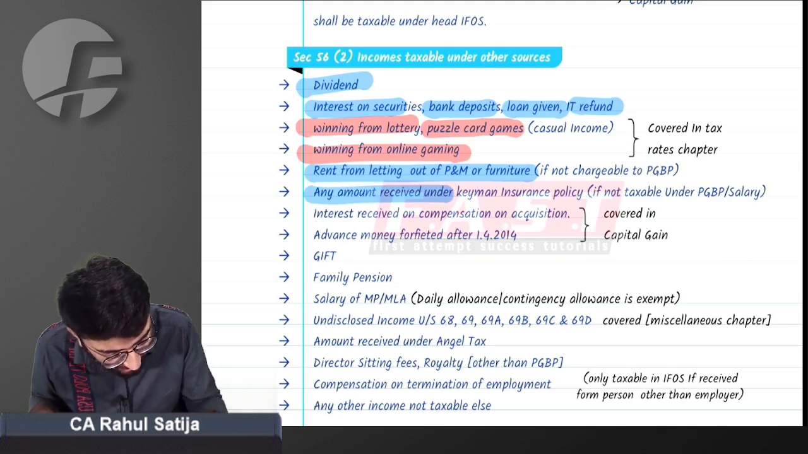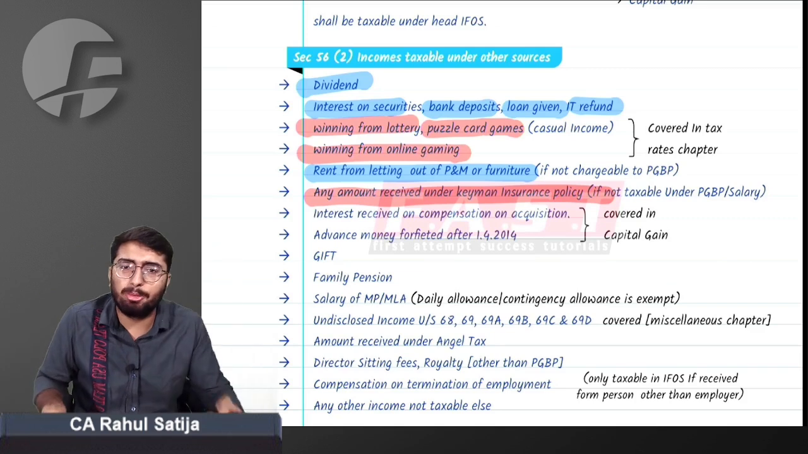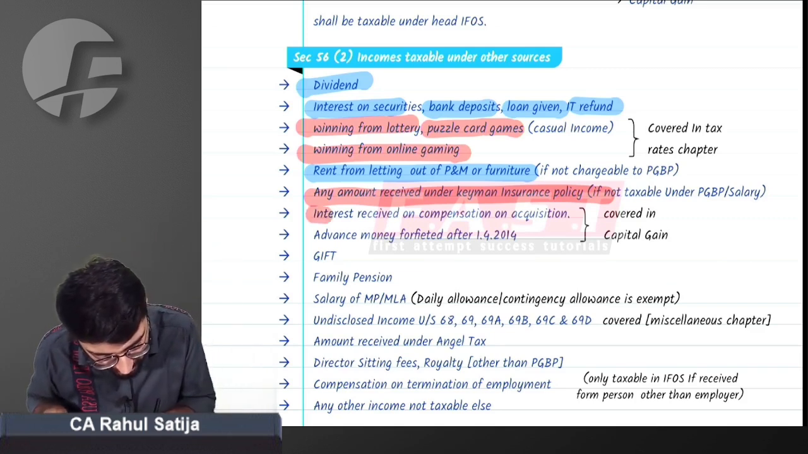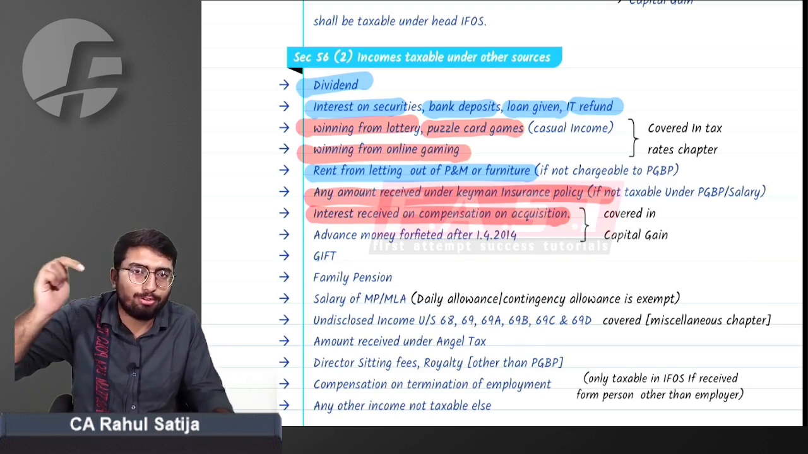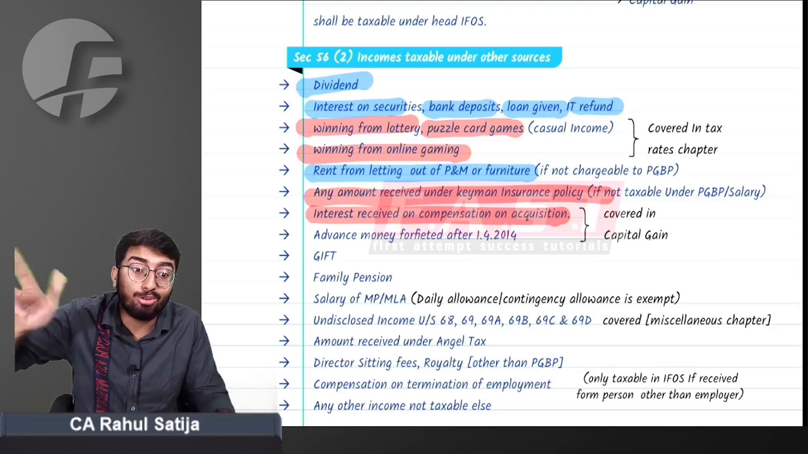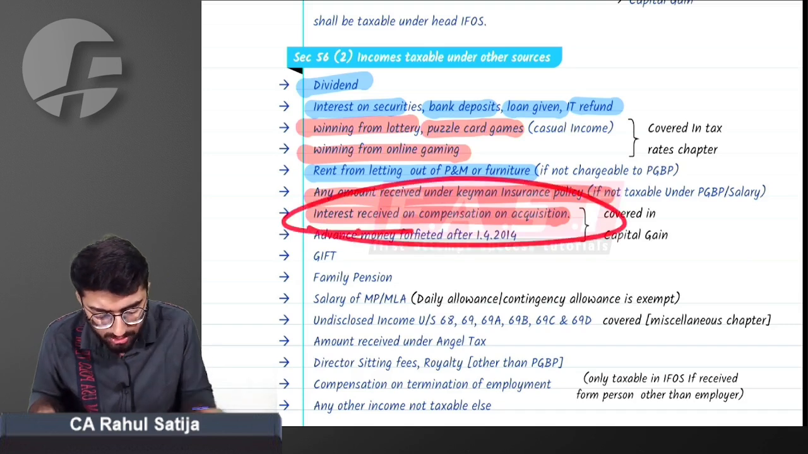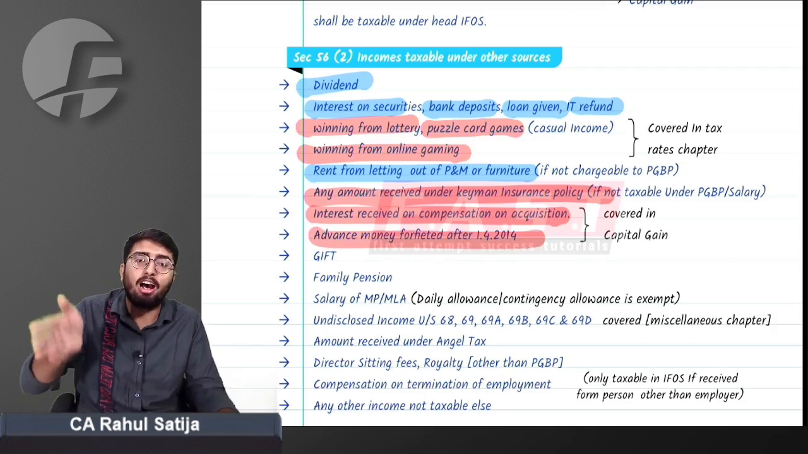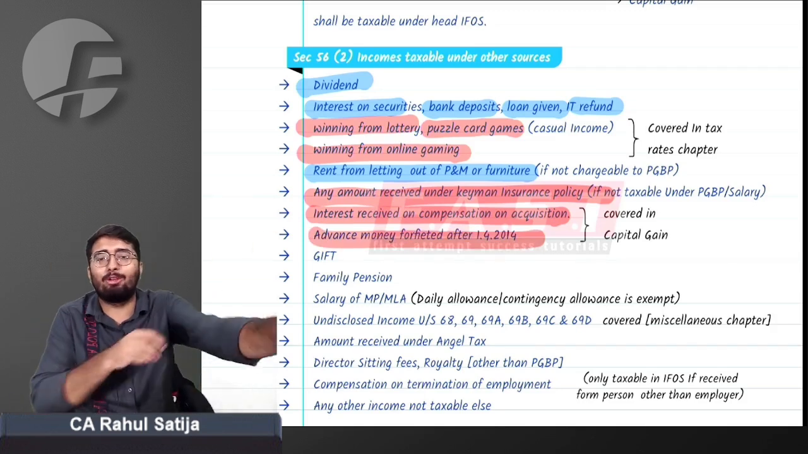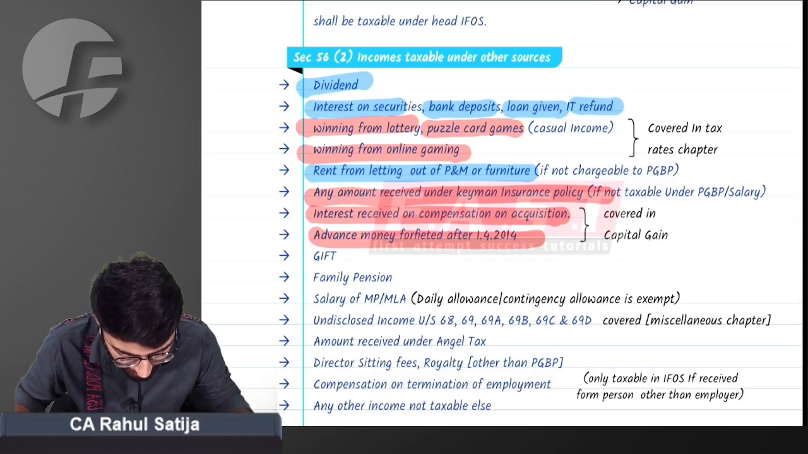Amount received under a Keyman insurance policy: normally it is taxable under the head PGBP, but if not taxable under PGBP, it will be taxable here. Interest received on compulsory acquisition of land: if your land is compulsorily acquired and the compensation is delayed, you get interest on that, and that interest will be taxable under other sources. We have studied this in capital gain. Any advance money forfeited after 1st April 2014 will be taxable under IFOS. We have studied this in the capital gain chapter.